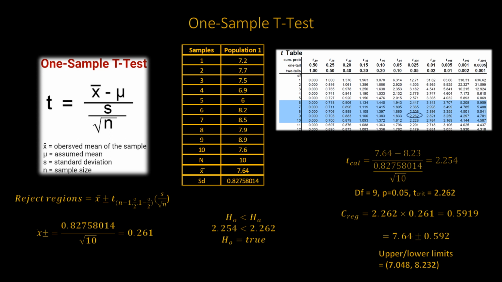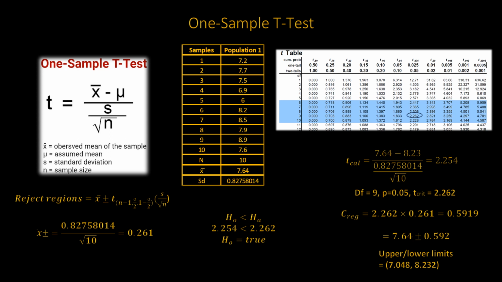A student's t-test table is required, as shown. The t-critical value at 95% confidence level with 9 degrees of freedom is 2.262, which is highlighted with a circle. The critical region for rejection is calculated by multiplying the standard deviation of the population by the t-critical value. As shown here, the standard deviation of the population is calculated by dividing the sample set's standard deviation by the square root of the number of samples in the set, in this case, 10.